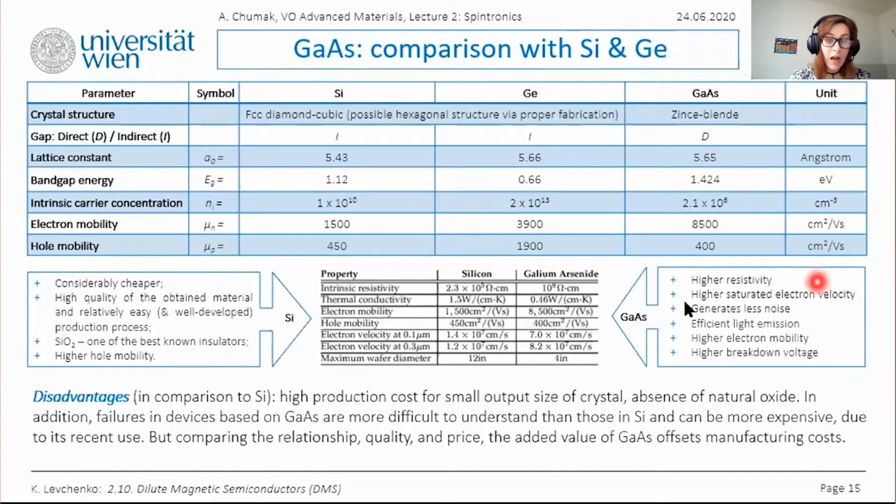High resistivity, high saturated electron velocity, high electron mobility, and high breakdown voltage are all advantages of gallium arsenide. So among all these advantages of gallium arsenide over silicon, why are we still seeing gallium arsenide in niche applications while silicon is dominant on the electronics market? You see, gallium arsenide has poor hole mobility, the first thing.